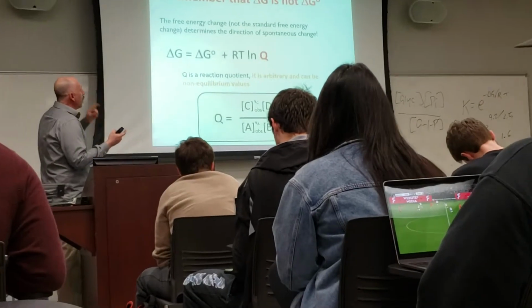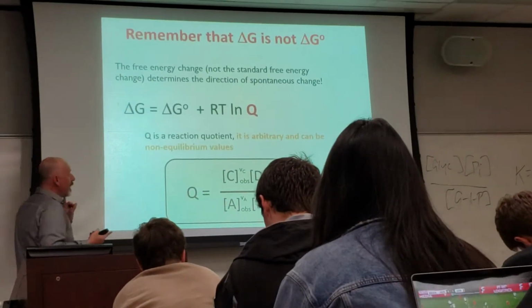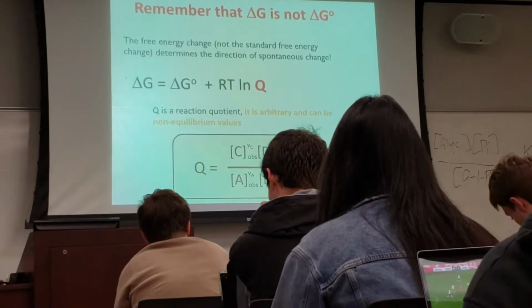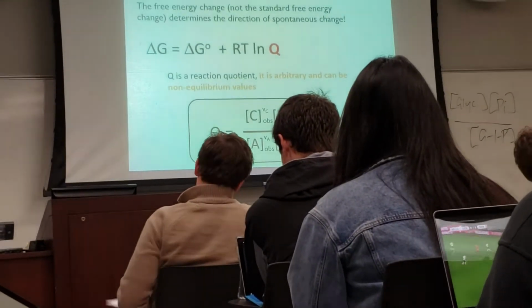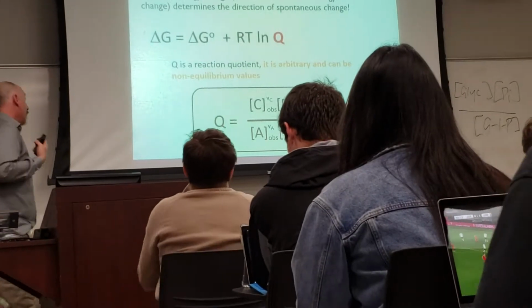So the thing to remember, I think you know this, right? Delta G is not delta G naught. Delta G naught is a standard free energy at very specified conditions.